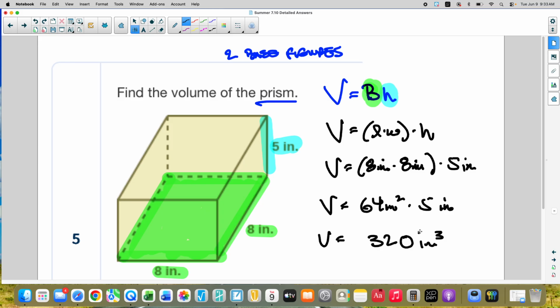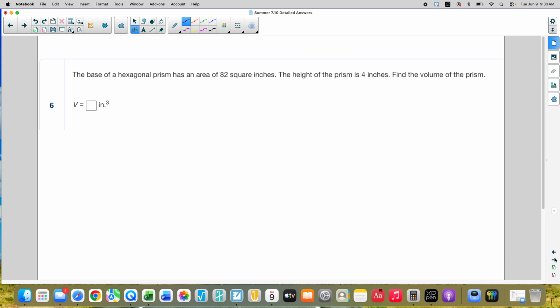Very important for us to understand that it's going to be cubed now. We're multiplying 3 dimensions, length, width, and height. So our answer is going to be in 3 dimensions, to the 3rd degree.